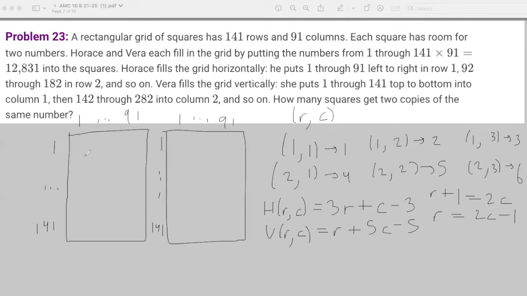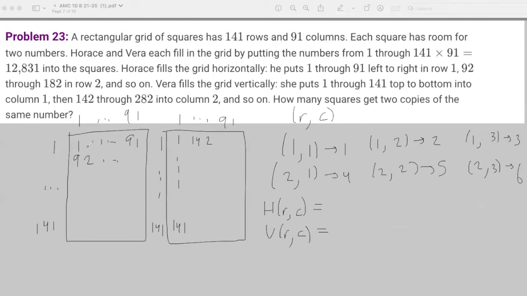So remember, Horace writes the numbers 1 through 91, and then he writes 92, etc. Vera writes the numbers 1 down to 141 and then writes 142 over here. Okay, so now we have to modify our H and V formulas. Instead of 3 and 5, they're going to look very similar, except the constants are just replaced with 91 and 141.